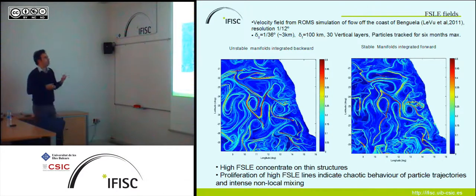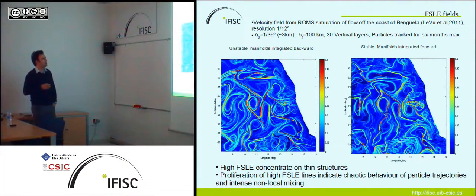So what we did, we applied this method to the data that I showed you, the velocity field from the numerical model ROMS. We calculated the finite-size Lyapunov exponent in a region of the flow field. That is, this is the African coast. So this is the region where we calculated this finite-size Lyapunov exponent. We used a regular grid, so we could have a sort of Eulerian map.